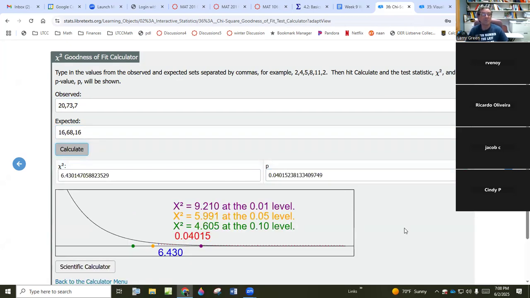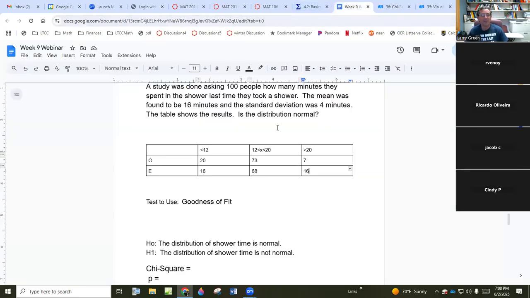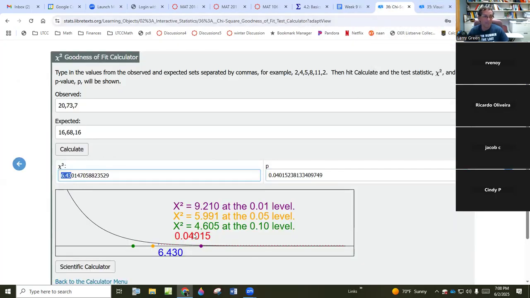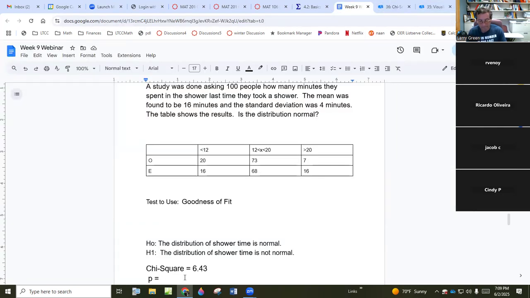And there we go. It gives us the chi-square distribution, the chi-squared value. So the test statistic is about 6.43. Let's write that down. And our p-value was about 0.04. Any questions on finding the test statistic and the p-value?